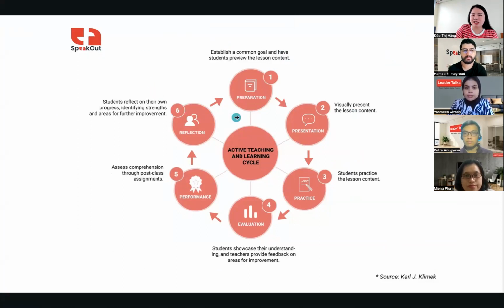So, establish a common goal and have students preview the lesson content. We have a common goal at the beginning: increase one level. And in each lesson, we already have this very clearly. So please help students. When we start one unit, please show students what we have to achieve. When we start one A, B, C, show the students, because maybe they read but don't understand, or they just read it and then ignore. So we have to show them this is the preparation. Visual presentation of the lesson content, the person did very well, did a great job. So we don't have to work on this one. Then students practice the lesson content.